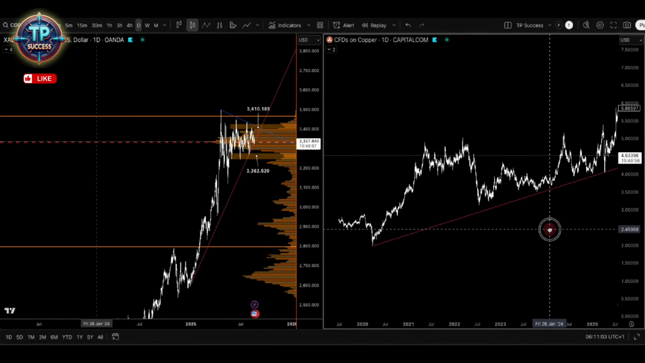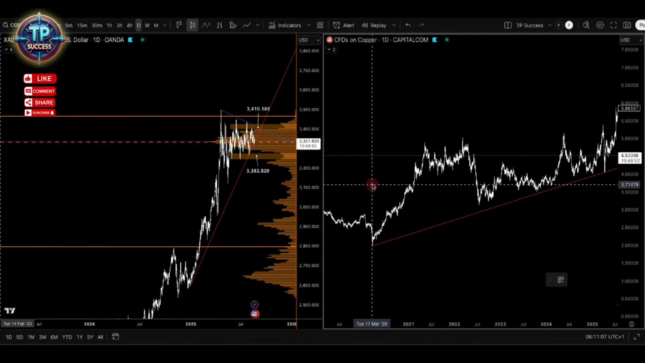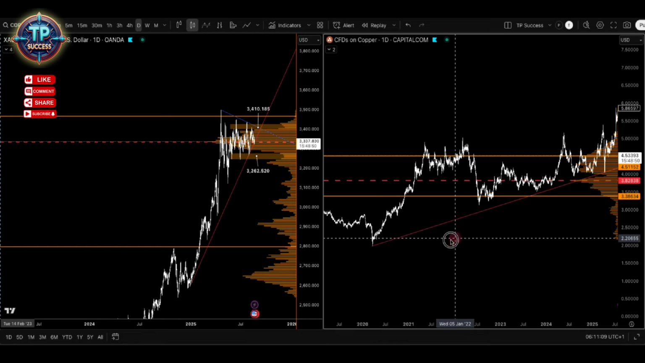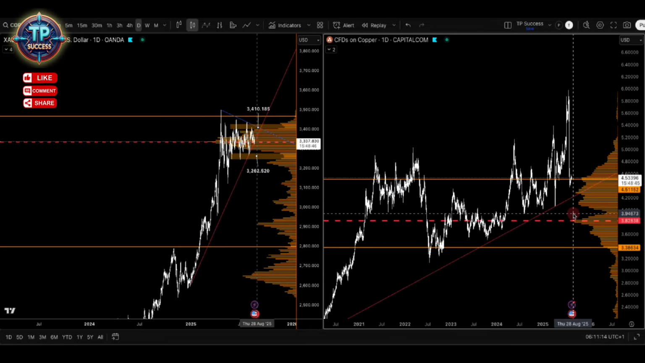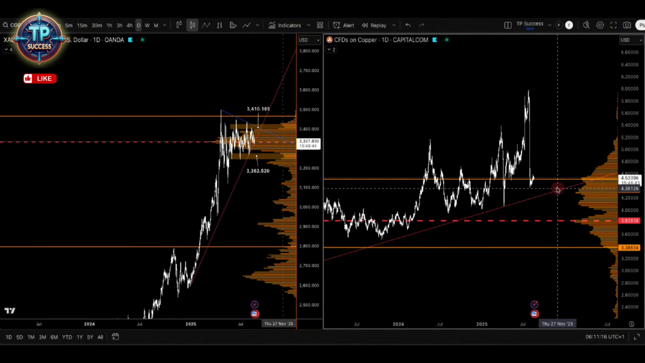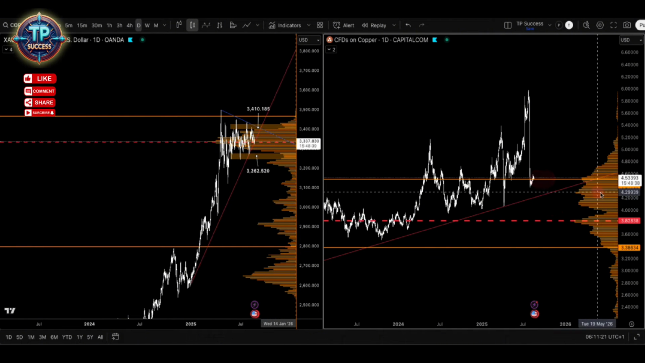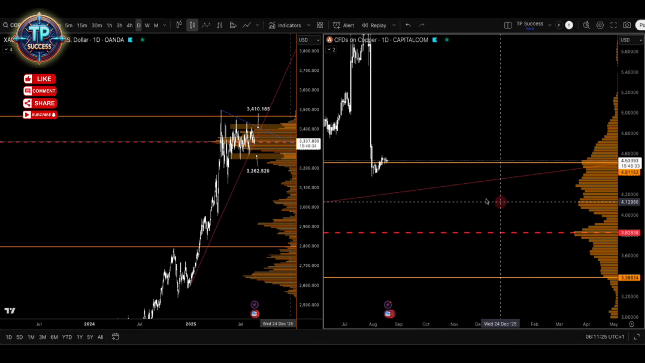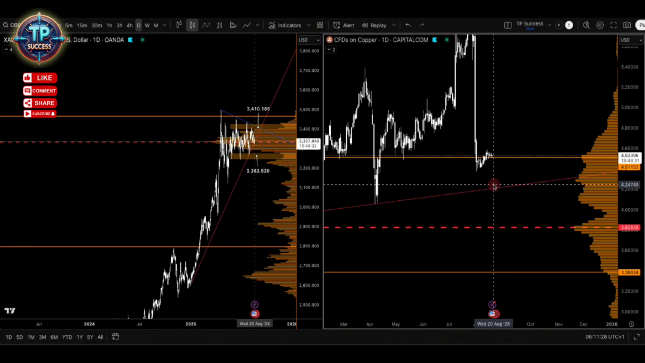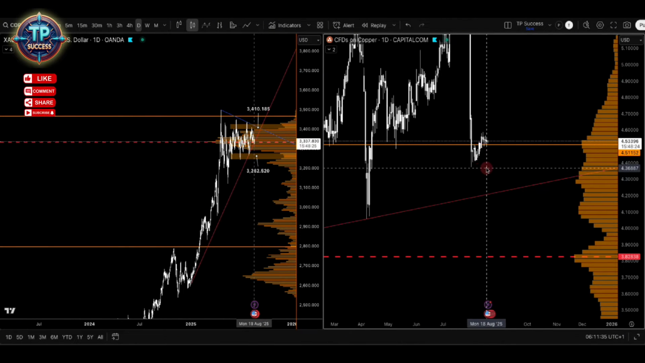So now what we kind of want to do is drop the VP on here, and this will give us a rough idea as to what is happening. And looking at where we can see where copper is right now, right? This is a touch and go type situation. Sorry, because it looks like copper might want to.